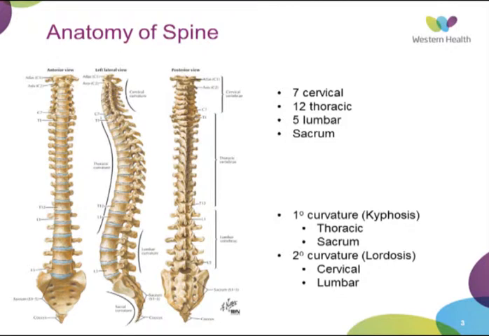The spine consists of the cervical, thoracic, lumbar, and sacral regions. As indicated here, there are 7 cervical vertebrae, 12 thoracic, 5 lumbar, and the sacrum. In terms of the curvatures of the spine, the primary curvatures in an infant are kyphotic, which remain in the thoracic spine and the sacrum. But then we get a secondary curvature of the spine in the cervical and the lumbar, which becomes lordotic.